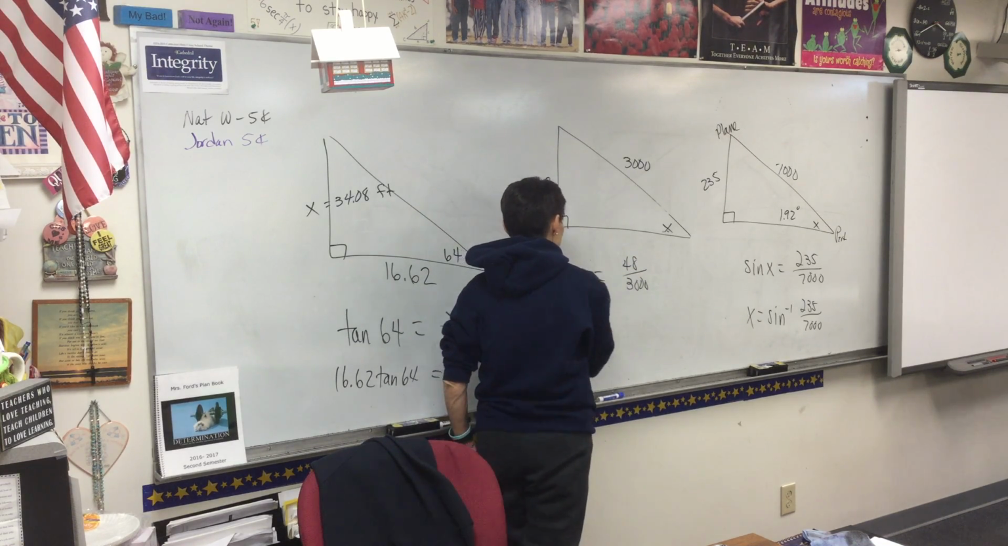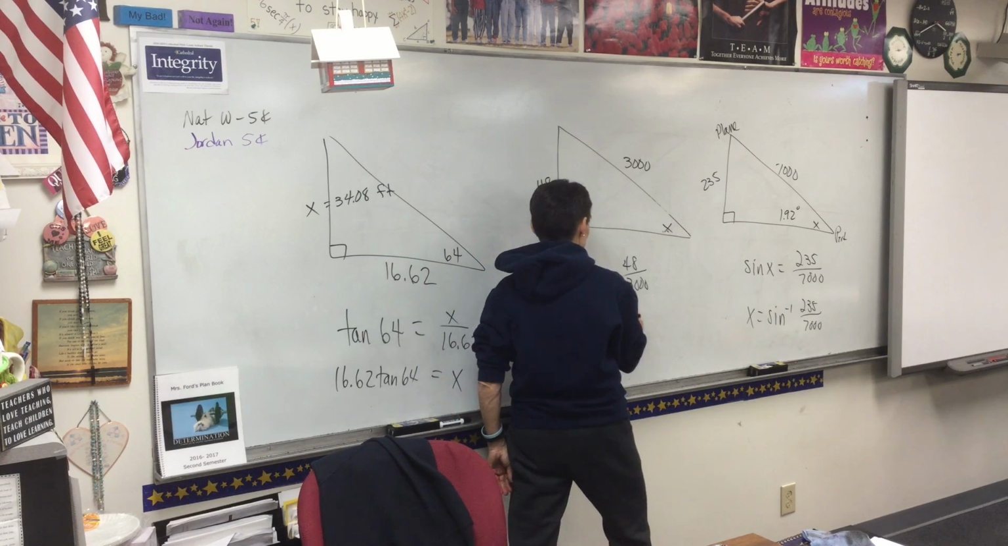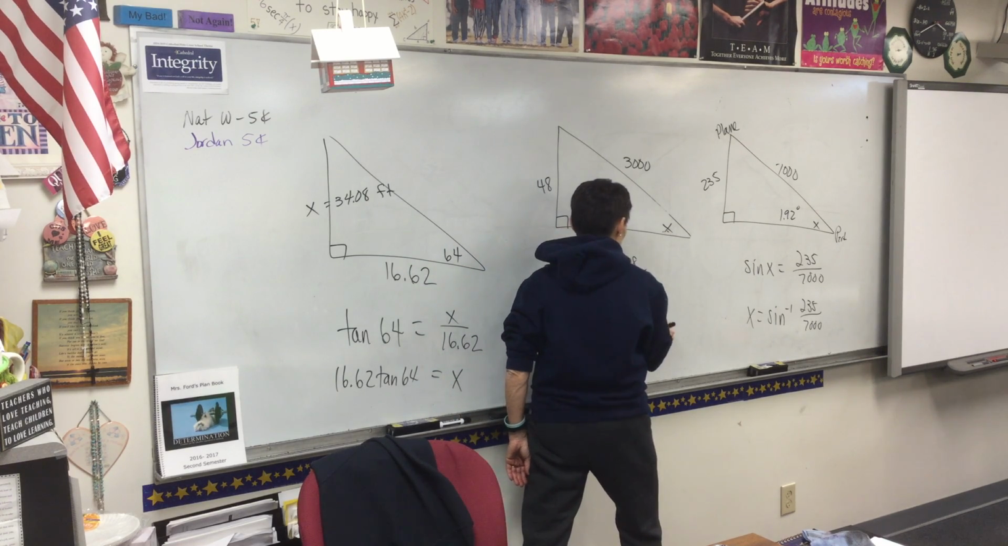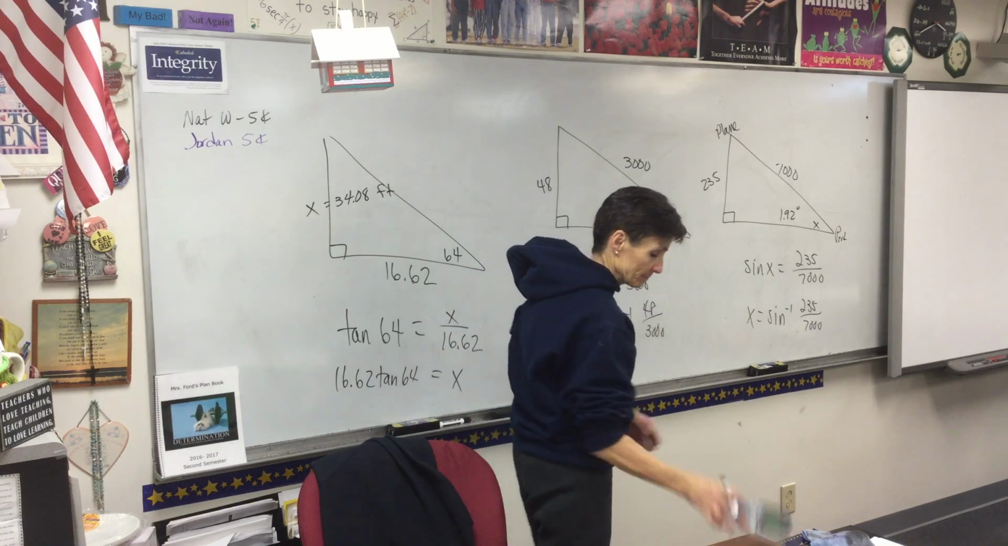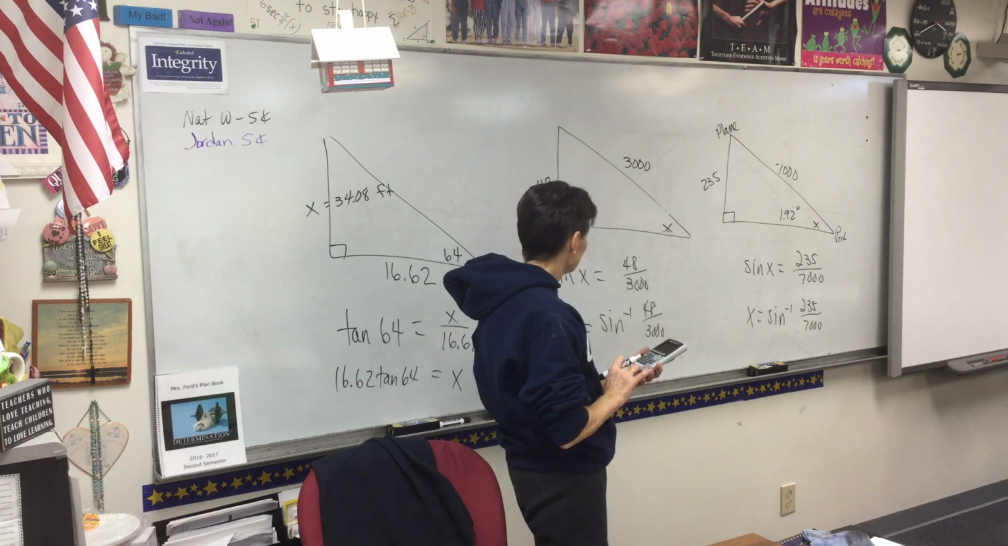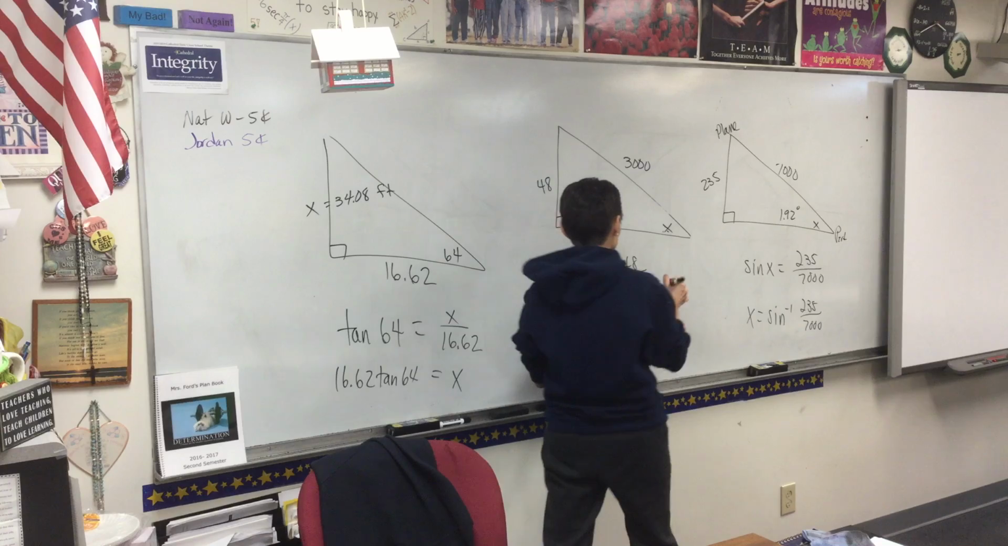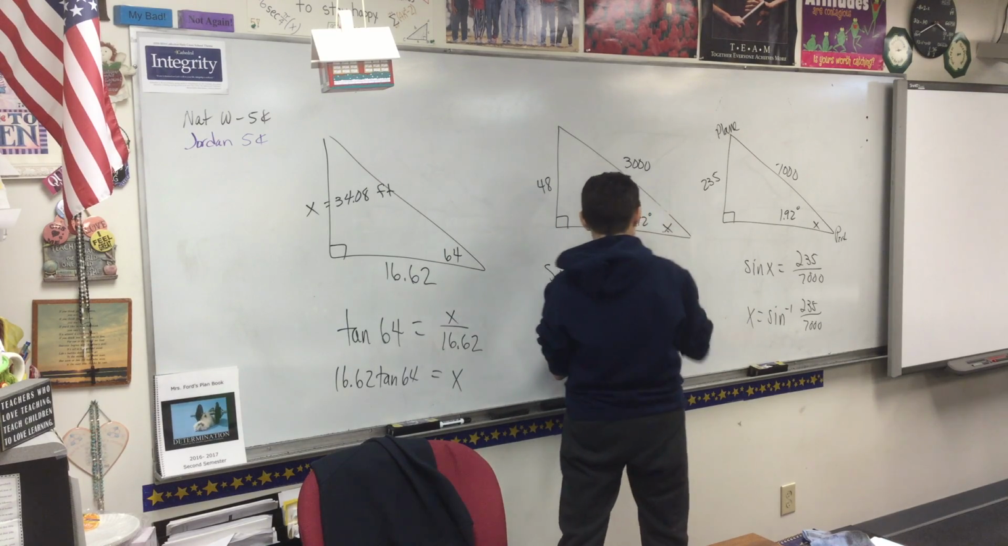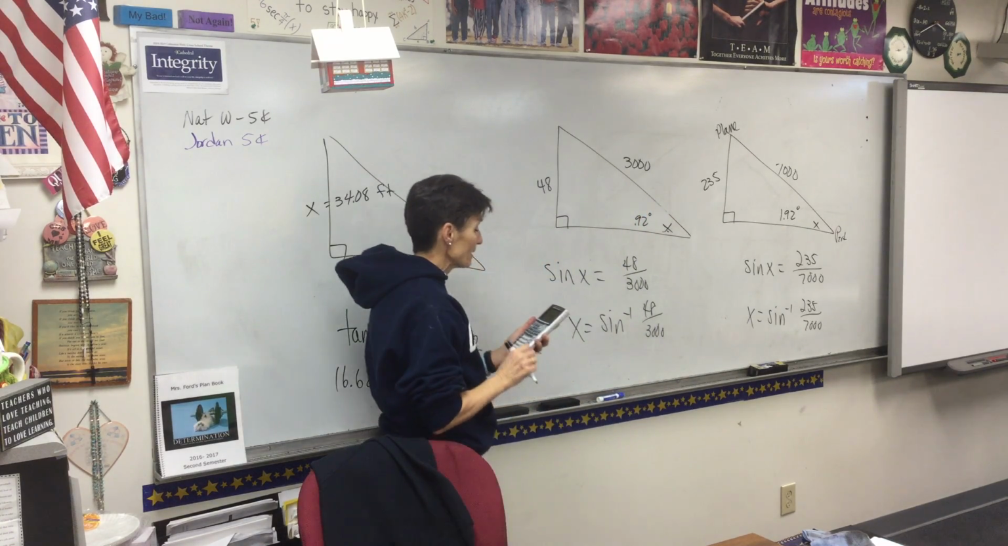Uh-oh, how do I get x? Second sine. 48 over 3,000. Oh my goodness, I got 0.92. Did I type that in right?